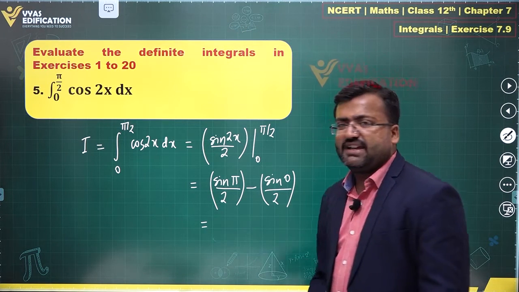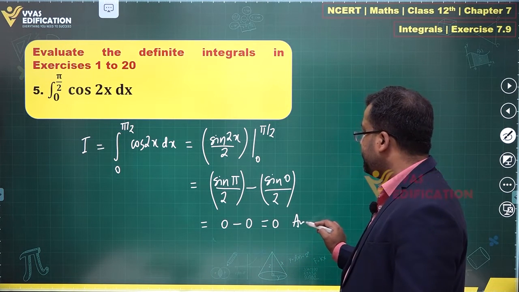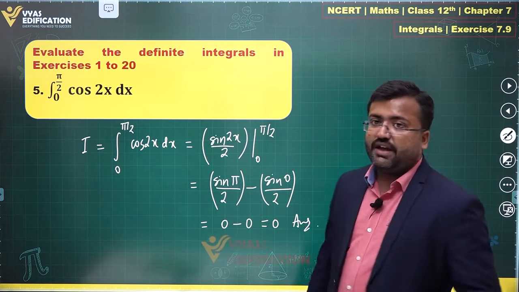What is the value of sine n pi? Sine n pi is 0. This is 0 minus 0. The overall value will be 0. Pretty interesting. This integral is equal to 0. That's what you can observe over here easily.